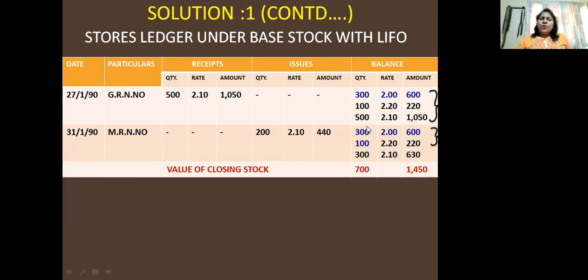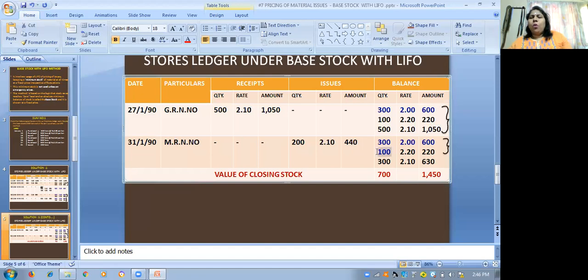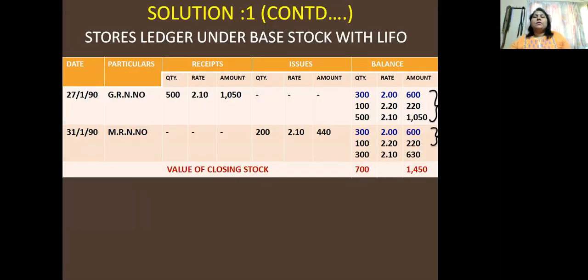Then out of the last lot, I utilized 200, so what is the balance in the last lot? 300. The remaining first and second lots are as they are. Try to understand what the base stock is with the LIFO method. I only need to mention the base stock in the blue color. That's the change I made. So out of 500, I issued 200, so the balance is 300. The respective rate is 2.1, 630 I have written. The other first two lots come as they are.